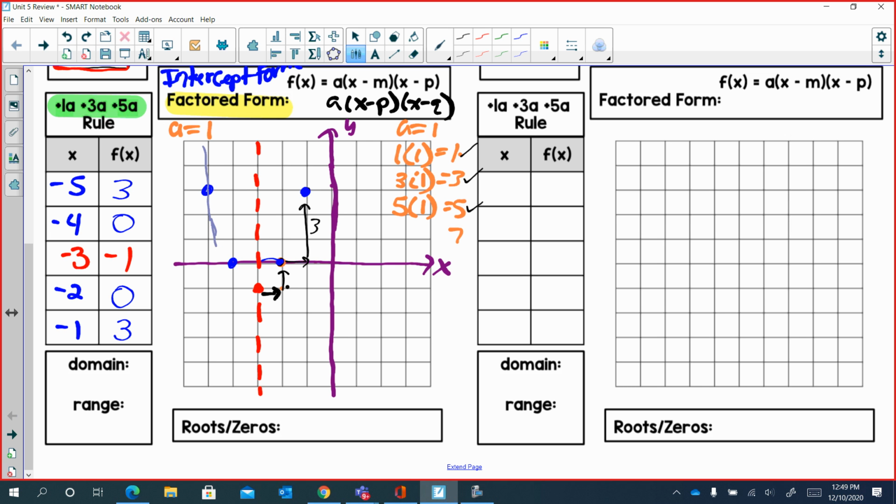Sketch your line through the points. Okay. So our domain is all real numbers. The range, to get to your range, you have to use your vertex. And you have to see that this was a minimum. Where is that minimum at? -1. So, and it's opening up. So y is greater than or equal to -1.